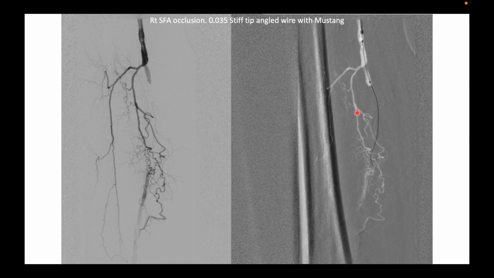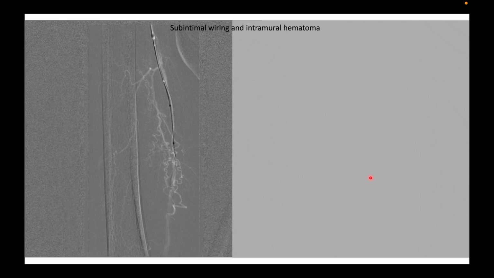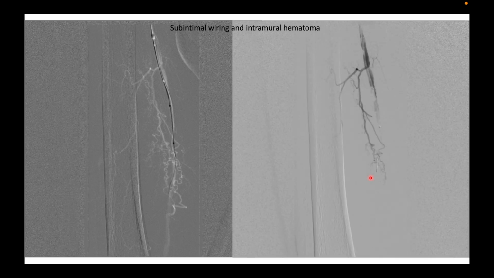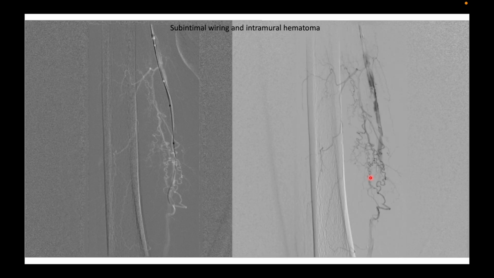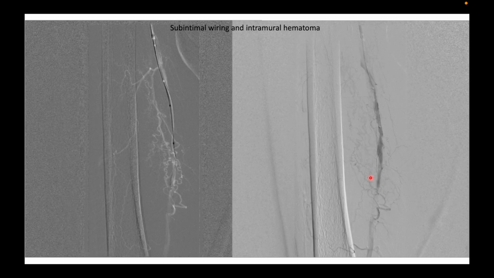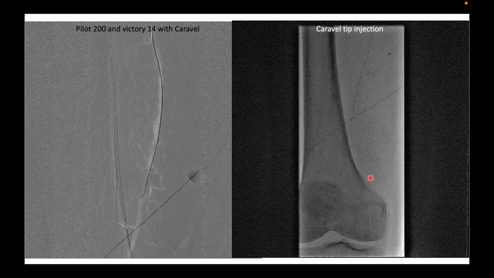A 0.035 stiff tip angled wire was taken and in this case a Mustang over the wire balloon has been taken instead of the sport catheter and the wire is being advanced, but then over here it's not in the true lumen, it's not crossing the distal cap either. So there is subintimal wiring and there is intramural hematoma that we can see here in the picture. You can see very nicely it's all thrombus and intramural hematoma there.